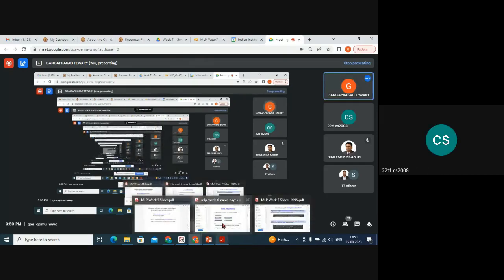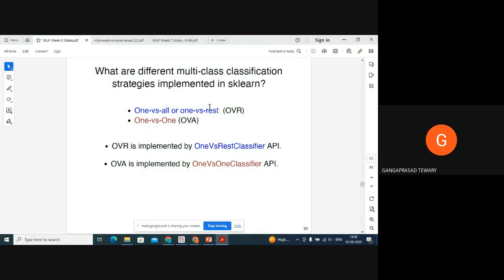Yes, yes. Sir, here it is one versus all or one versus rest. I think both are the same, right? Yes, both are the same. In the next line it is written one versus one. So is it a typo, or does it have something to do with OVA being again written as one versus one? No, it's a typo. One versus all is basically OVR, and OVA is the same. So one versus one is a typo, right? Yes. It should be OVO, one versus one. You're right.